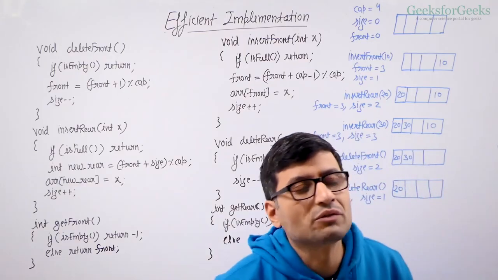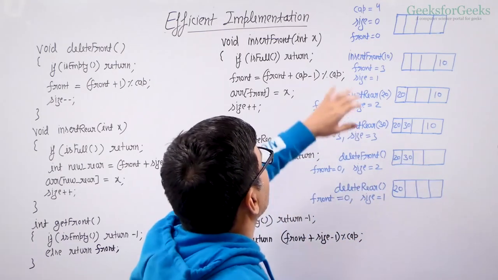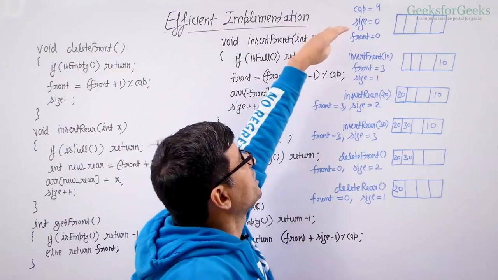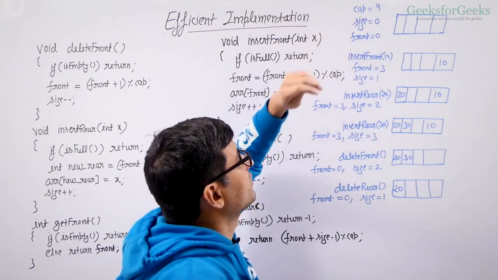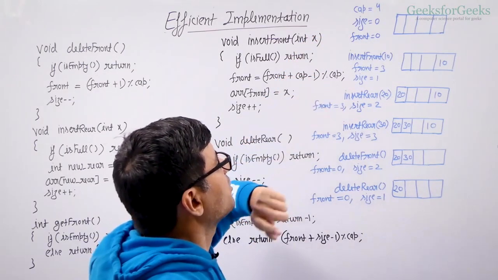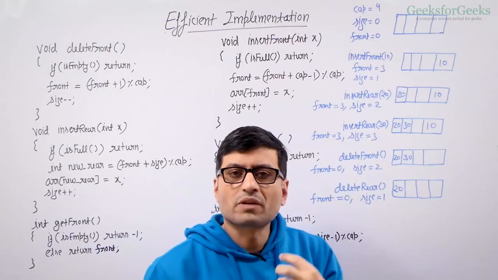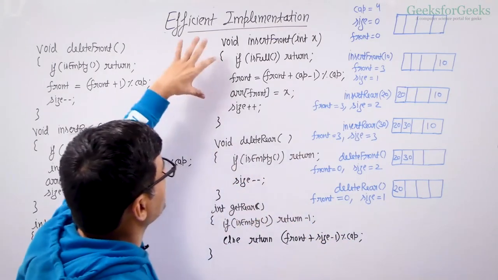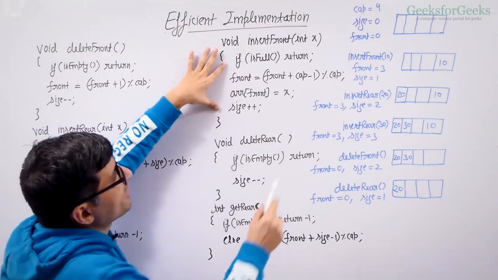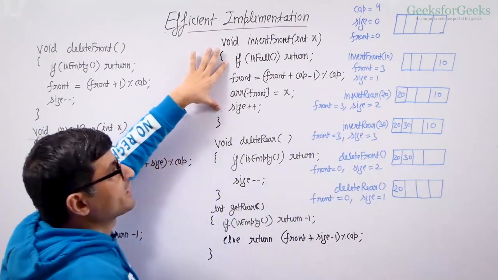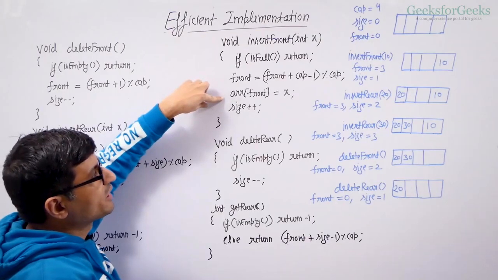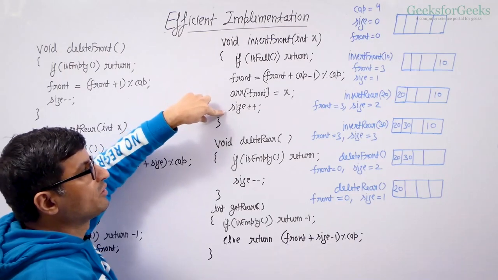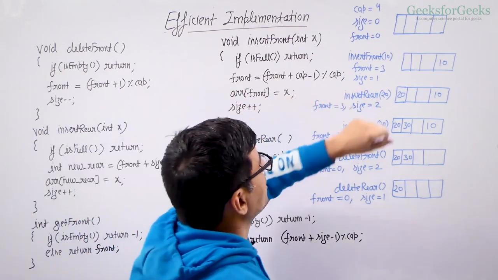Let's now see the working of these functions with this example. So we have initially 4 capacity, size 0 and front 0. Now when we do insert front, we do front equal to front plus capacity minus 1 modulo capacity. This is what we do, right? And front is 0, so you are going to get the new front as 3, and you are going to insert this item at index 3, and you are going to do size plus plus. So you will have size equal to 1.